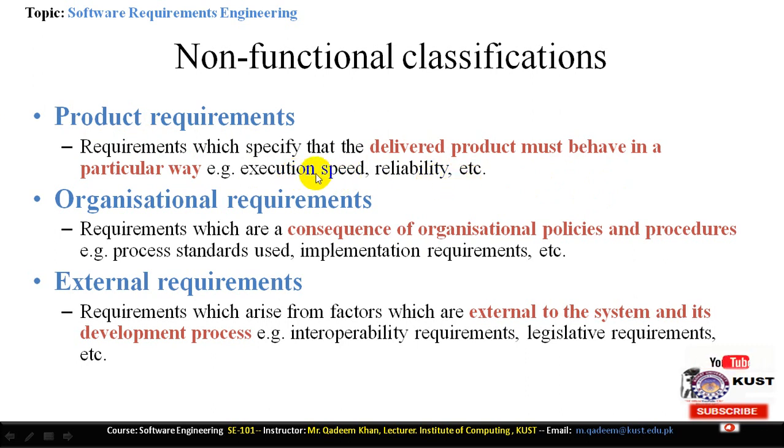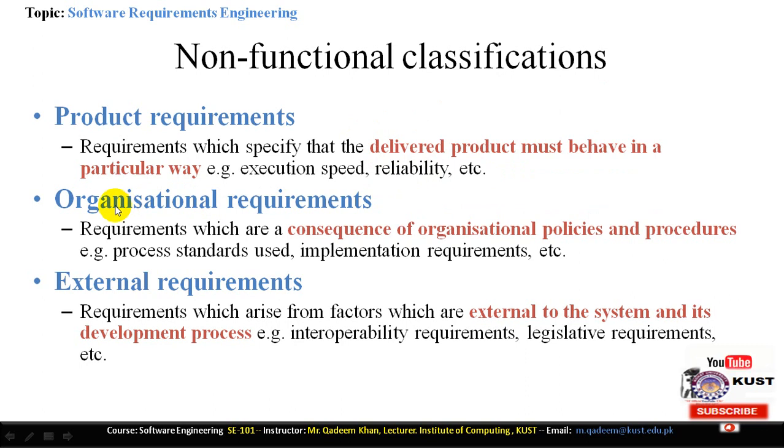For example, execution speed here means the number of operations per unit time required to execute the transaction. For example, one transaction requires 2 nanoseconds, then 10 transactions require 20 nanoseconds. And also reliability is an example of the non-functional requirements for the product requirements. Reliability means that the system must perform its operation every time, in every case.